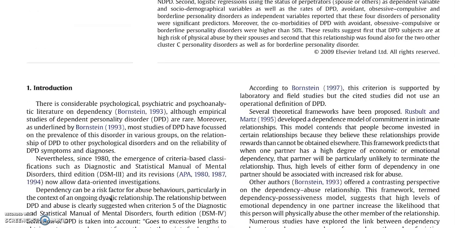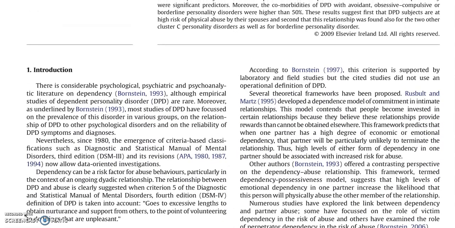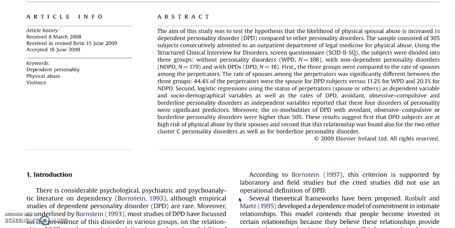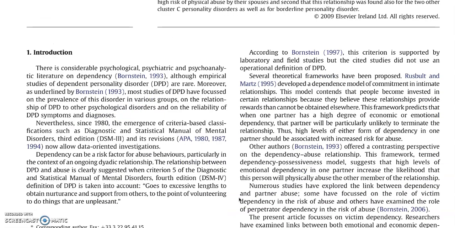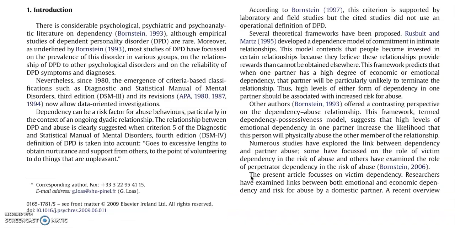Scrolling down, looking at the introduction, the authors first talk about what other studies have done regarding this topic of dependent personality disorder and abuse. And then they start talking here after several paragraphs. They talk about their article. The present article is the article that they're writing right here that you're reading. So then they say the present article focuses on victim dependency.